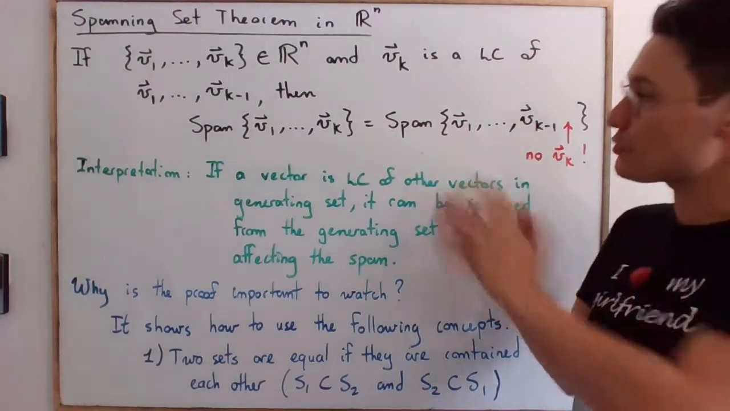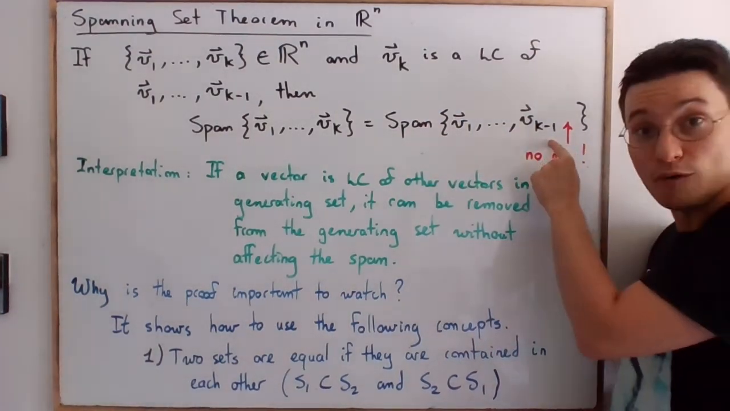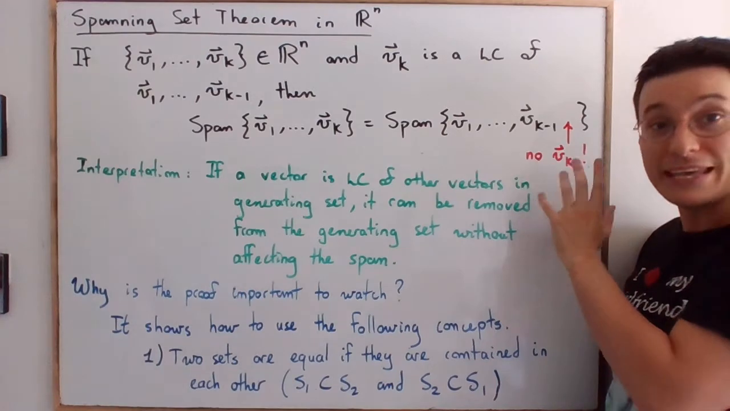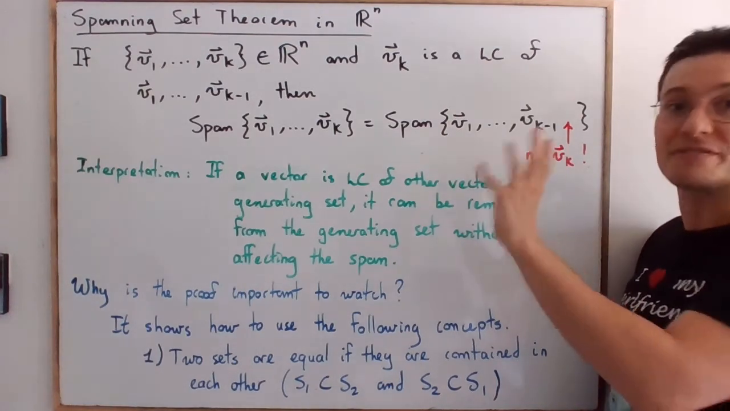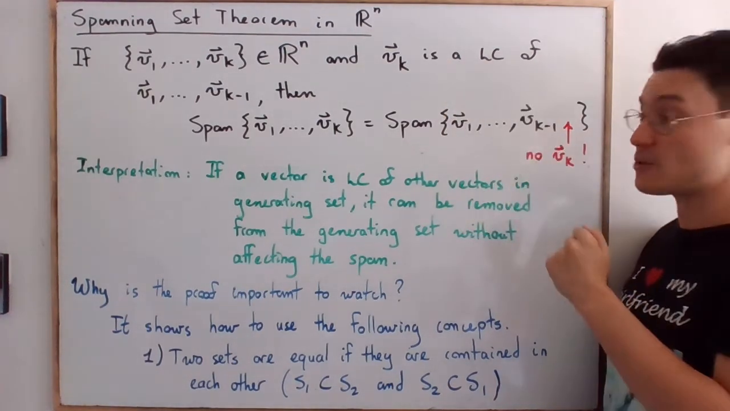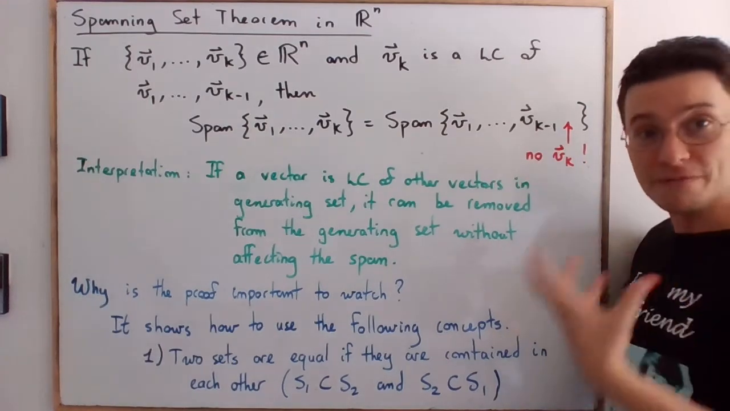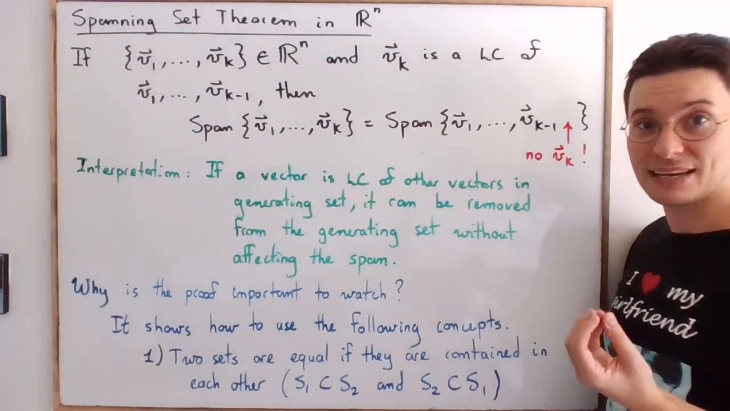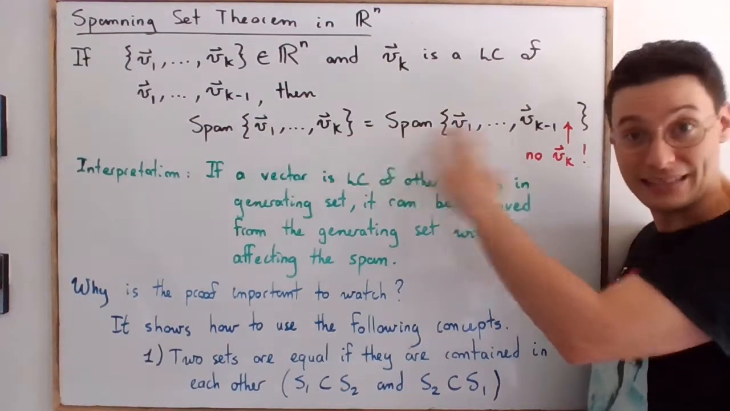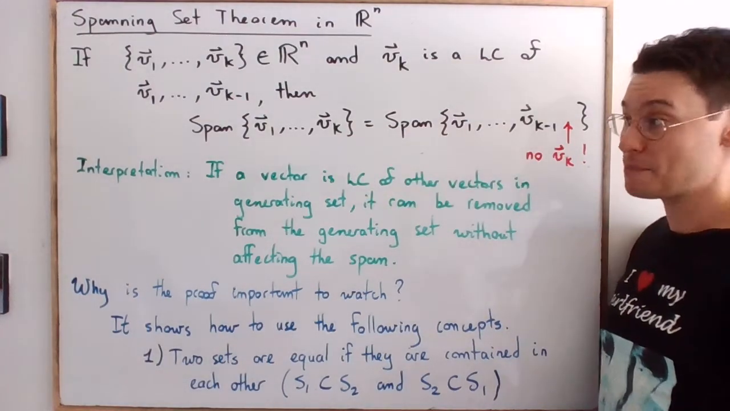Okay, how do you interpret this theorem? Look, there's no vk over here. In other words, if vk is a linear combination of the other vectors in the generating set, it can be removed from the generating set without changing the span of the generating set.